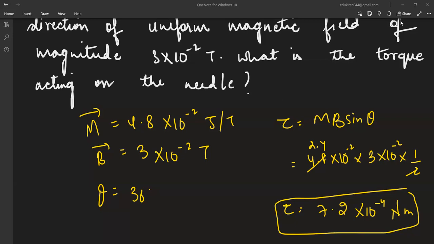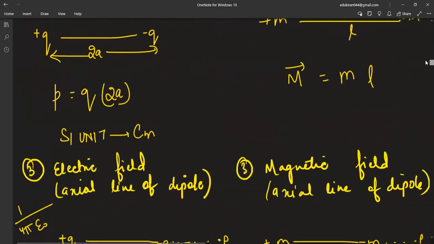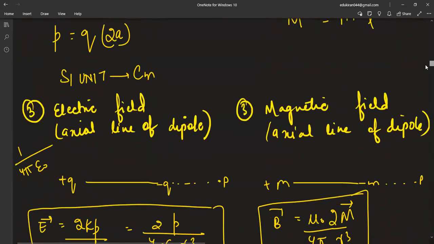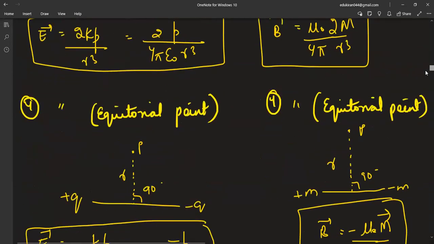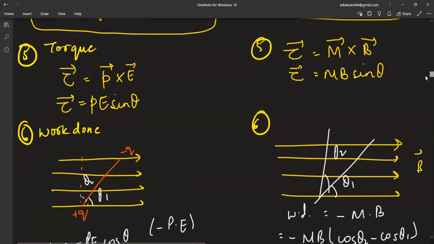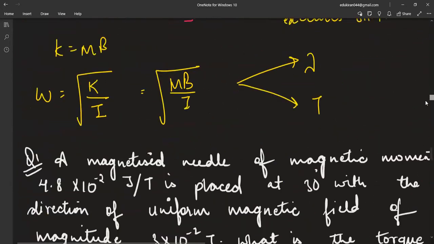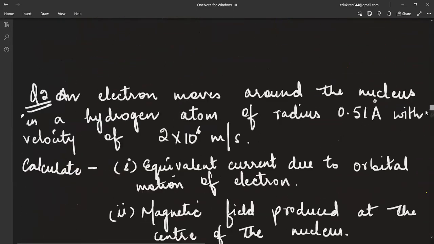Okay, class. So in the last class, we had started with the comparison of electrostatics and magnetostatics. The difference between electric charges we had seen, the difference between electric dipoles, magnetic field, equatorial point, axial point, these differences, then torque and work done. I have told you, you have questions on torque, and this SHM part also we had covered, then this basic question also.